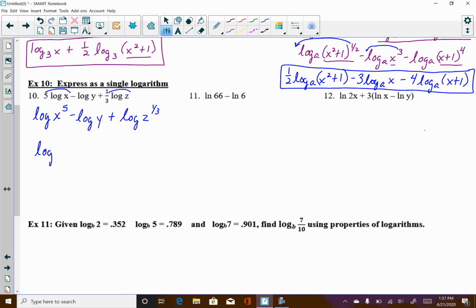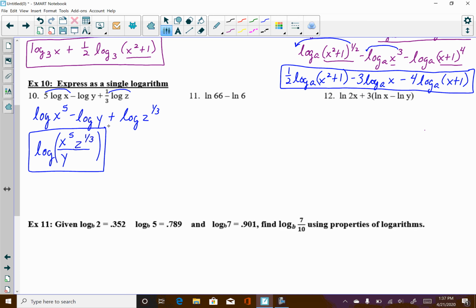I start with my x to the 5th. It tells me to divide, because minus log tells me to divide by y. And then it tells me to multiply it times z to the 1/3. So that means then I'm going to put my z to the 1/3 up top. And that would be my final answer. Really like the log of that whole piece there. That would be my final answer.